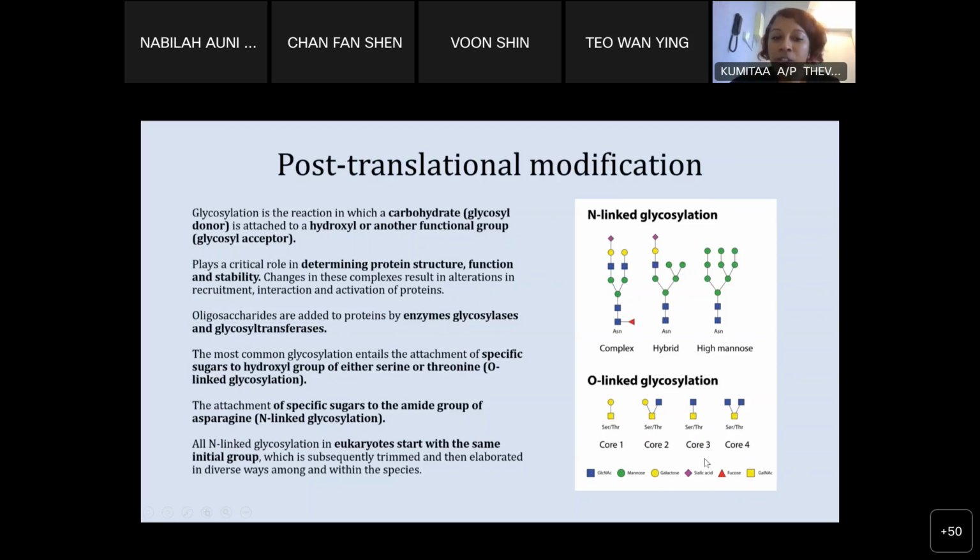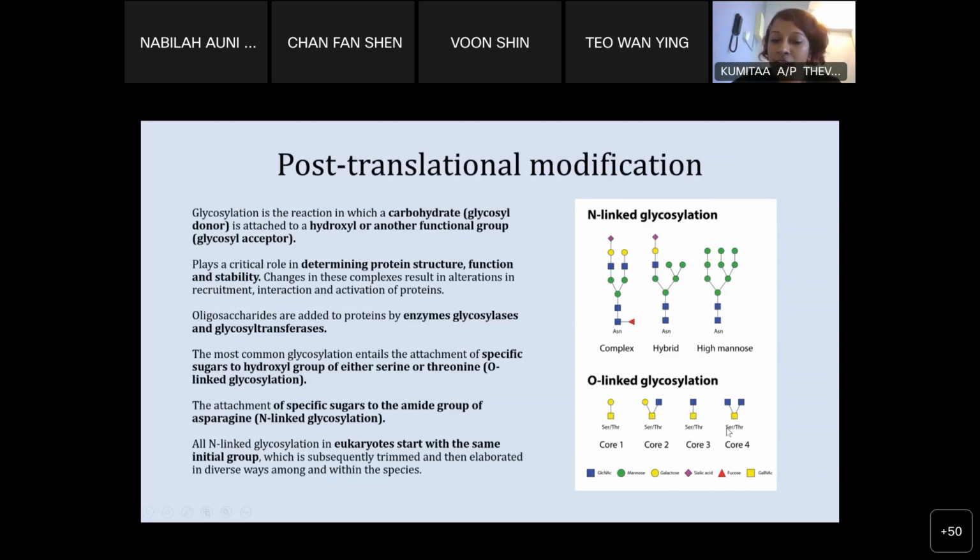You can also get sugars linked to amide groups of asparagine. So whenever you have asparagine as the base, that's an N-linked glycosylation. So it's quite easy to remember. If it's asparagine, it's N-linked. If it's serine, it's O-linked.